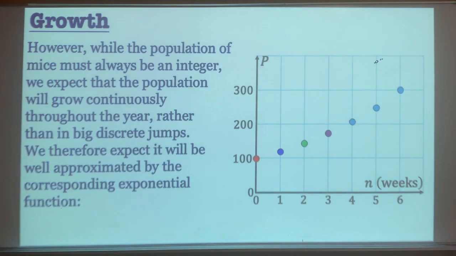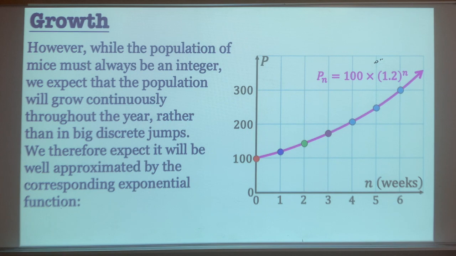All right, if you want to do 5 and 6 again, 5 would be 250. And then the next one would be about 300, okay, a little less than 300. And as you can see here, there is an exponential curve.